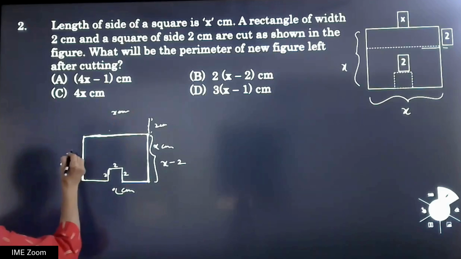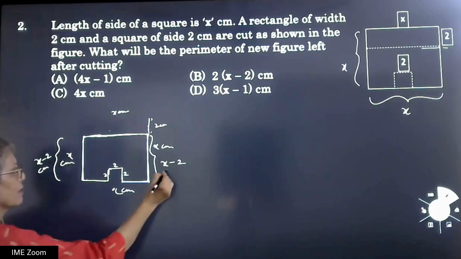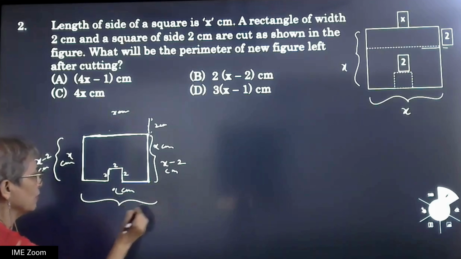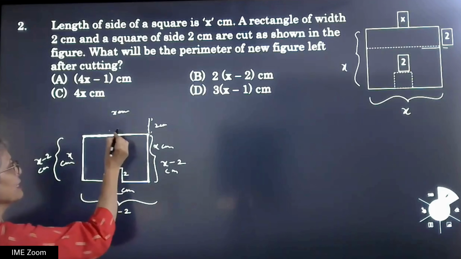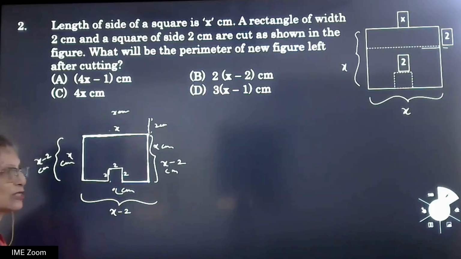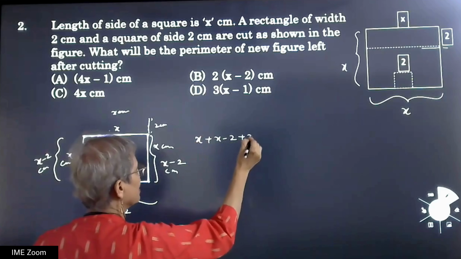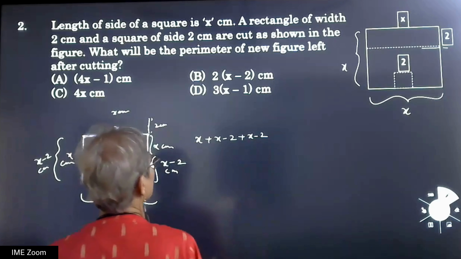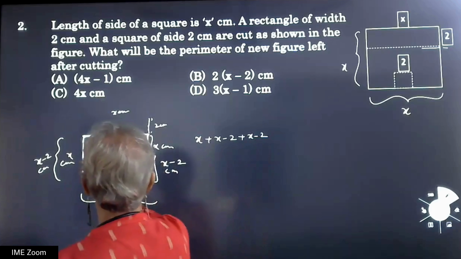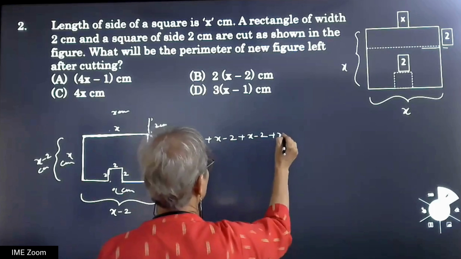Same way here also this will be x minus 2 centimeters. And this portion also will be, because only this much 2 centimeter portion is cut, so this is also x minus 2. Only this remains x. So let us add x plus x minus 2 plus x minus 2. This is x, then x minus 2, x minus 2, x minus 2.